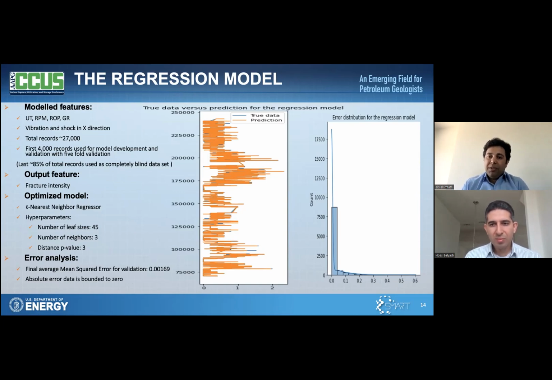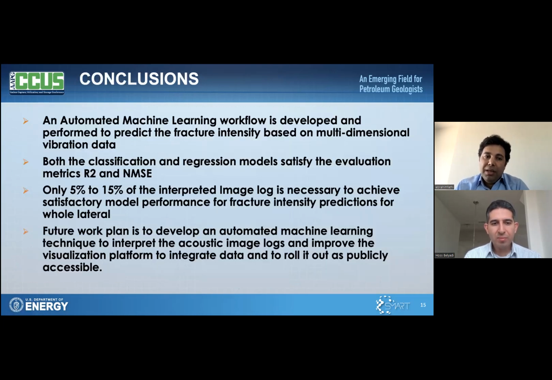So we just picked the first 15%, we trained, validated and tested on that 15%. And then when the model is validated, we just deployed that on the rest of the 85%. That's basically what you see here as a prediction, the quality of the prediction on the complete blind set.